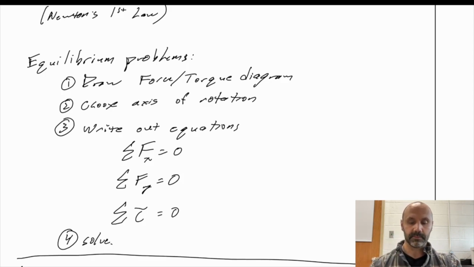And then you write out your equations. The net horizontal forces add to zero. The net vertical forces add to zero. If it's three-dimensional, the net third dimension forces add to zero, and the net torques equal zero. So you have those equations, and then you start solving. System of equations, get things to cancel out. That's basically it. But everything rests on this.